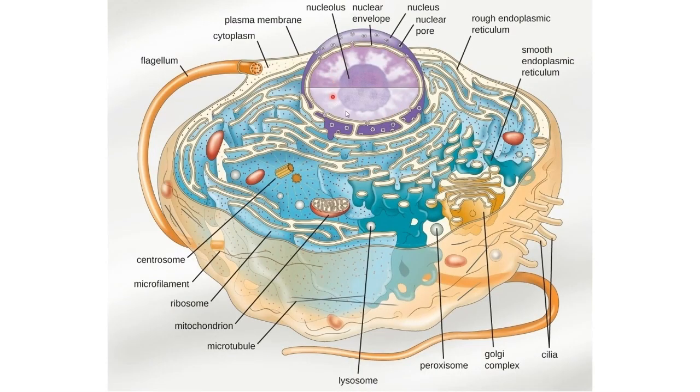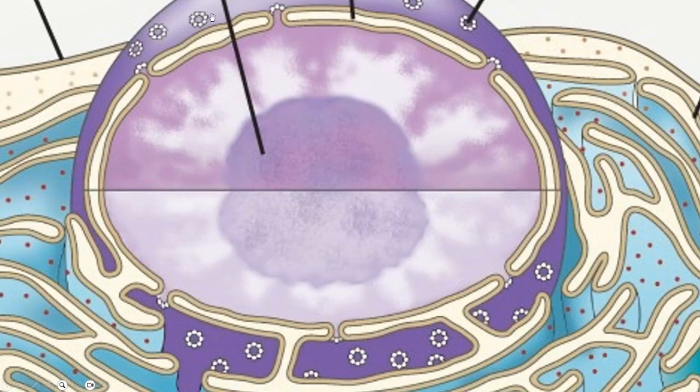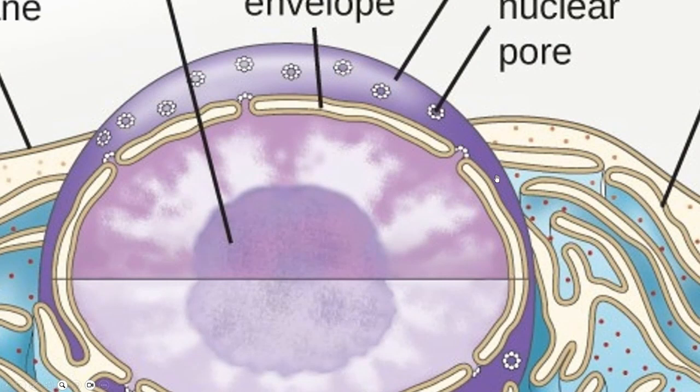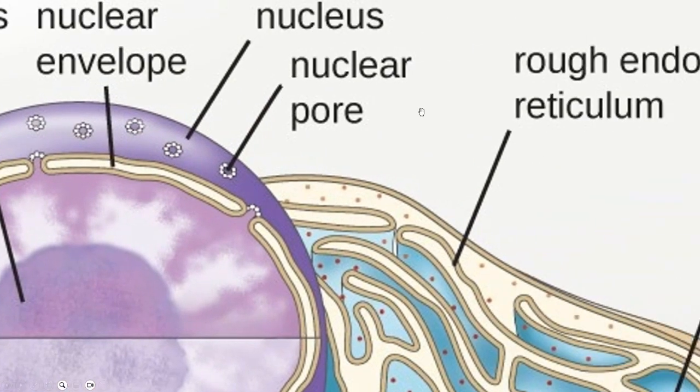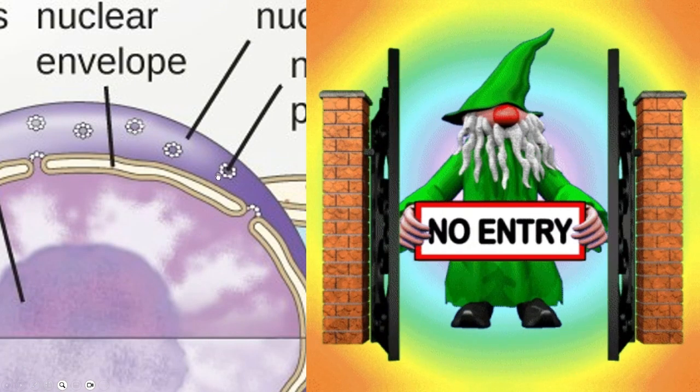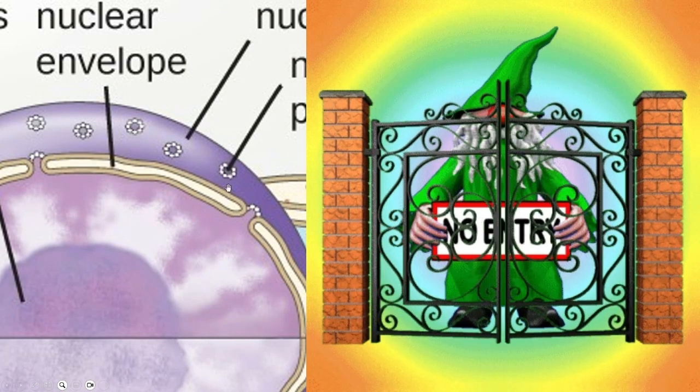This is called the nucleus. So the nucleus is the largest organelle in the cell. And on the outside of the nucleus, you've got the nuclear membrane. This is going to be just like the cell membrane. Just like the cell membrane controls what goes in and out of the cell, the nuclear membrane controls what goes in and out of the nucleus.